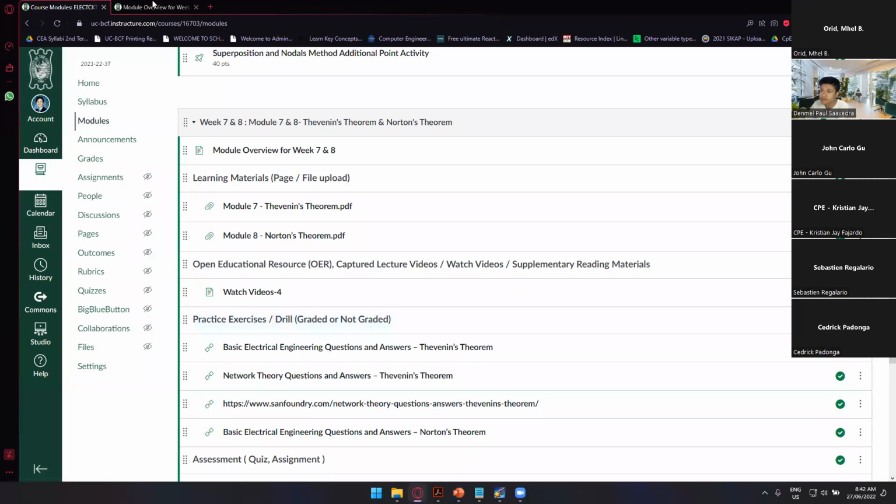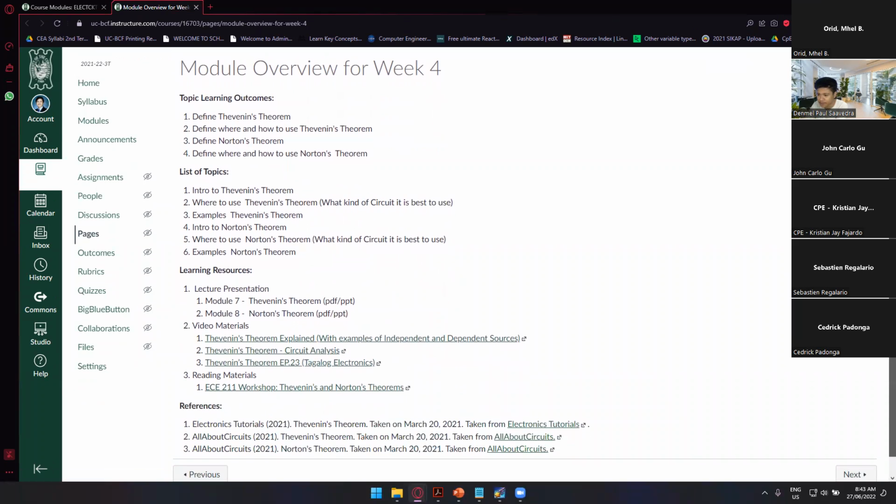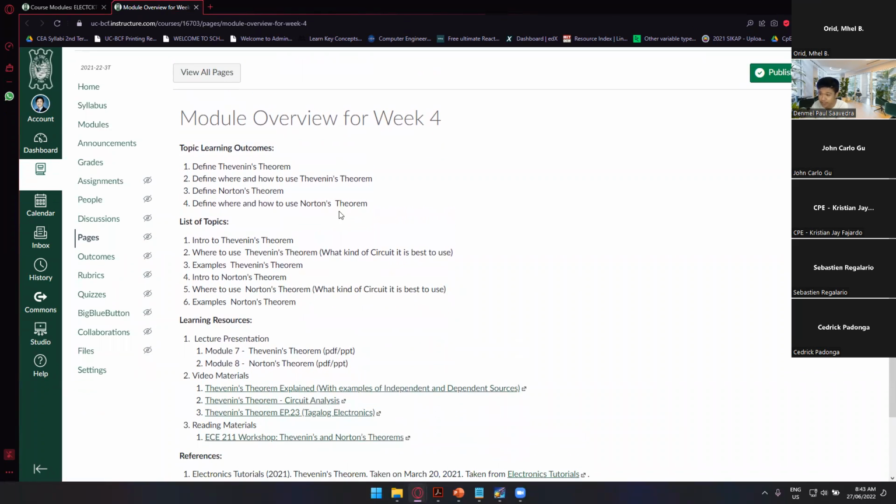7 and 8. So in here, of course, we're going to define Thevenin's theorem, and define where and how to use Thevenin's theorem. The same for Norton's theorem: define it, and define where and how to use it. This is another kind of technique, or you could say another theorem, that you can use to simplify a circuit, from parallel to series, into this kind of circuit. Thevenin's circuit or Norton's circuit.